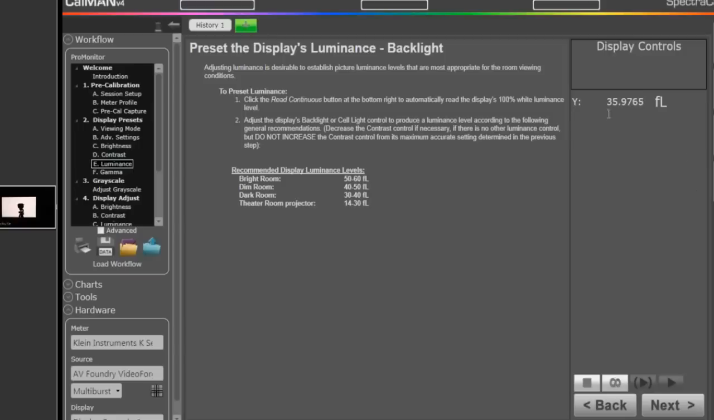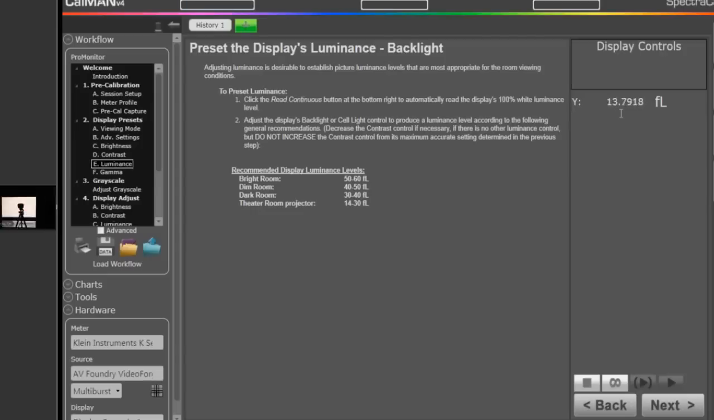That automatically puts up the correct test pattern on the display and starts making measurements. And here in the upper right section of the software, you see the luminance measurement that's being made. In this case, it's about 36 foot lamberts. If we decided that we would, depending upon the room illumination, we'd rather have more light output than that, we can govern that by our backlight control, which I'm accessing now.